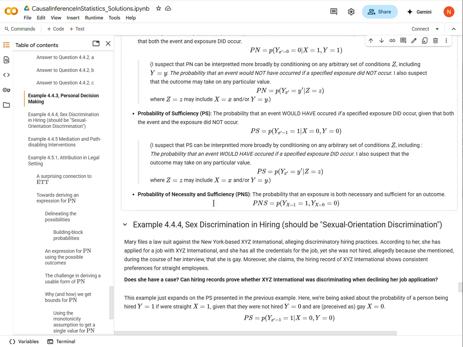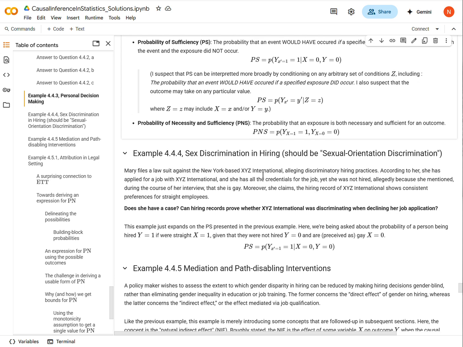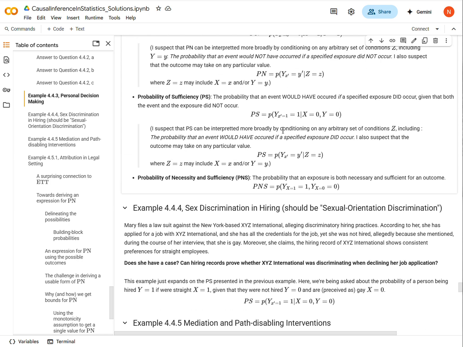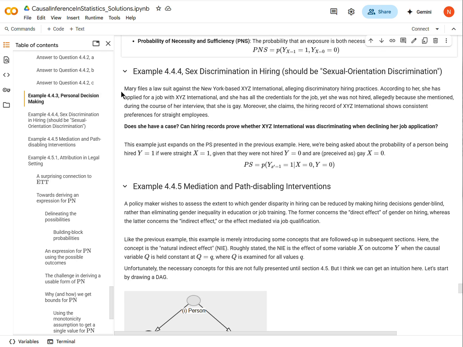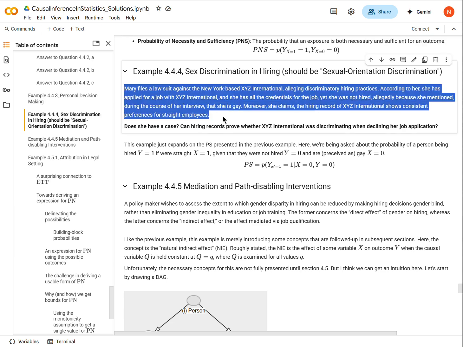And I think that we'll just jump into example 4.4.4 because it is just dealing with probability of necessity here. Again, it's not working through anything. It's just presenting a way of applying some of these ideas here. Okay, so here's the setup.